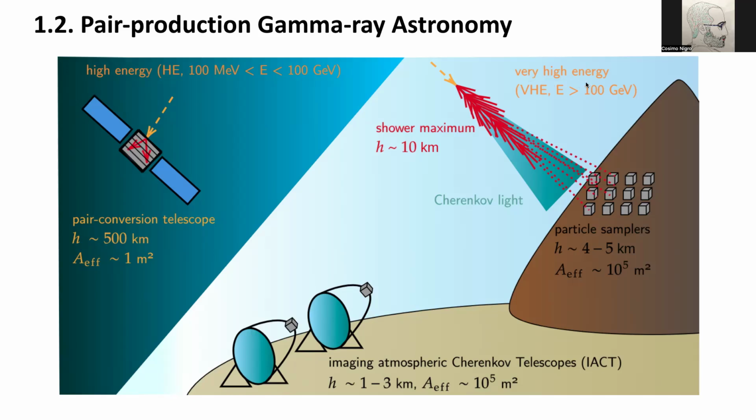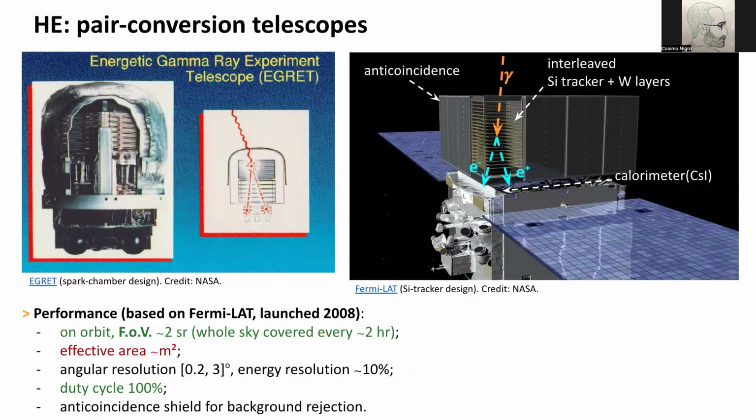This range is called very high energy. It is typically optimal for gamma rays above 100 GeV because they can produce air showers big enough to be detected. So, a bit more technical detail on pair conversion telescopes. They are basically constituted of a tracker and a calorimeter.